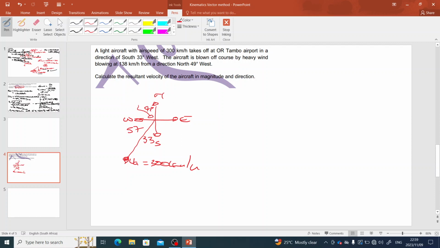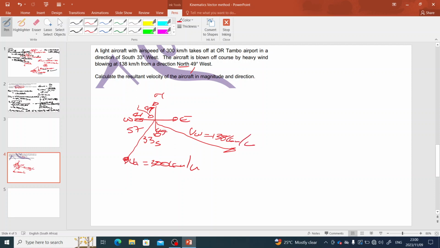North, it's your reference point. This is 49. That means this is 41. The angle of deviation is 49. North, 49 degrees west. Where is it going? It is going to southeast. It is going in this direction here. This is where the wind is going. V wind at what speed? 138 kilometers per hour.